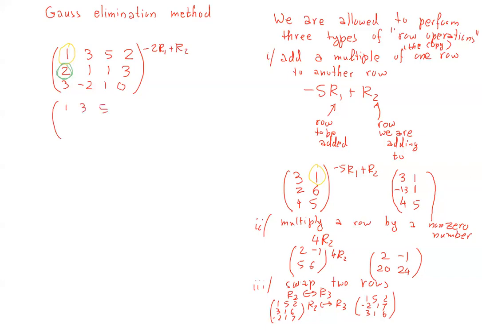So 1, 3, 5, 2 and 3, negative 2, 1, 0 remain the same. And the middle row will be what? Negative 2 times 1 plus 2, that's 0 as I wanted. Negative 2 times 3 is negative 6 plus 1 is negative 5. Negative 2 times 5 is negative 10 plus 1, that's negative 9. And negative 2 times 2 is negative 4 plus 3, that's negative 1. Any questions, please?